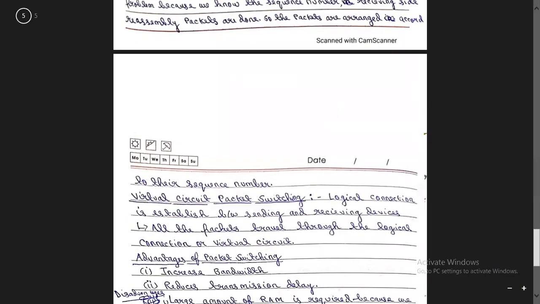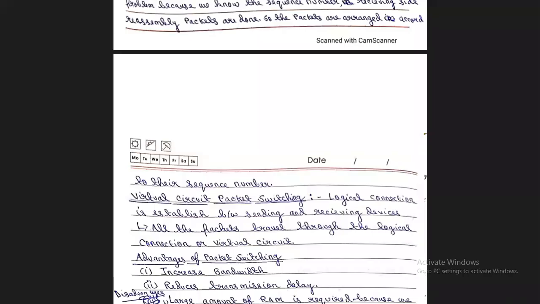The next type is virtual packet switching. Virtual packet switching is a logical connection that is established between sending and receiving devices. All the packets travel through the logical connection or virtual circuit. It means a virtual connection is made in this virtual circuit packet switching. So that's how virtual circuit packet switching works.